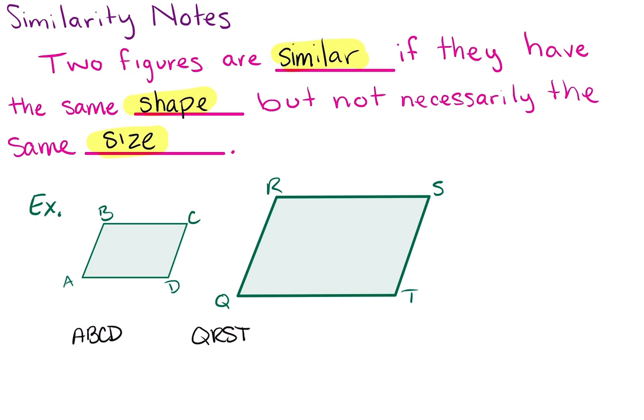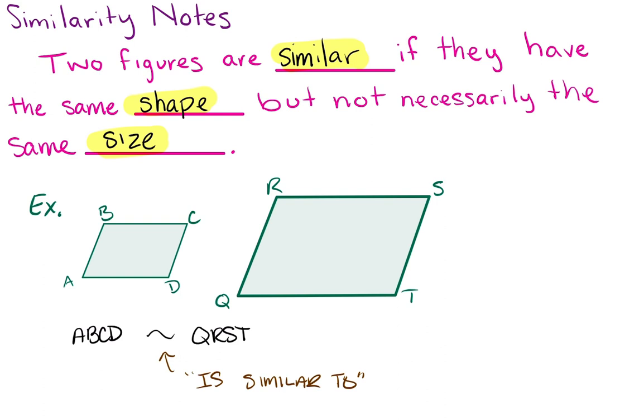For notating, we're going to say that these two figures are similar, which is a single squiggle mark between them. This symbol means "is similar to." So the statement would be read: ABCD is similar to QRST. That's some notation to go with this definition.